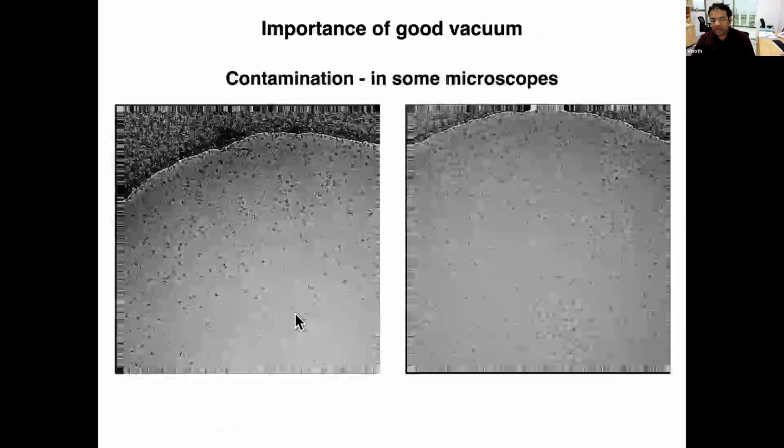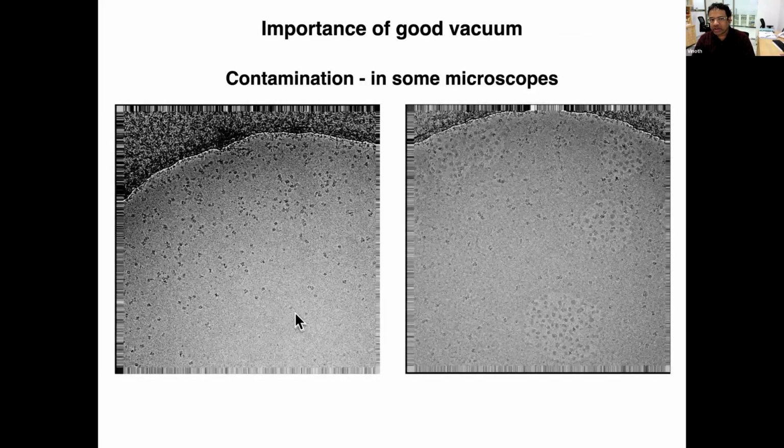Another important thing which we take for granted is the good vacuum that is needed in the microscope. So here is an example of the same image taken roughly about 12 hours later. This is before and after. You can start seeing what we call leopard skin, where the ice is starting to contaminate.